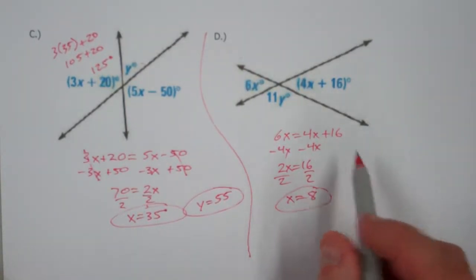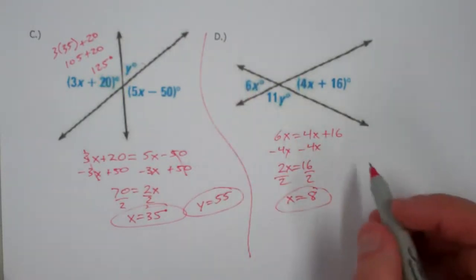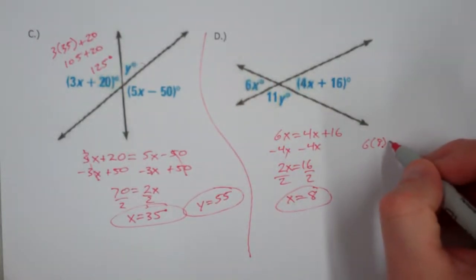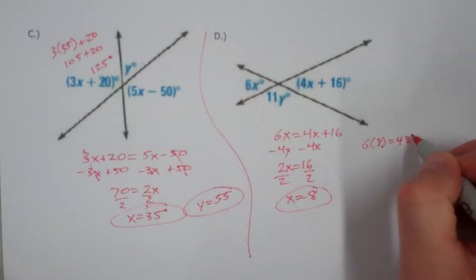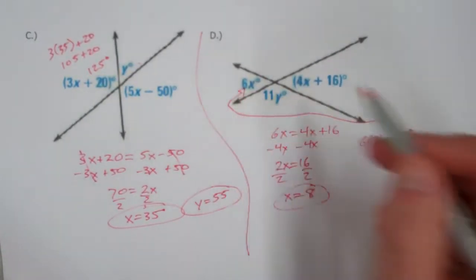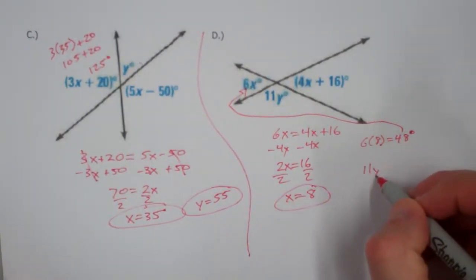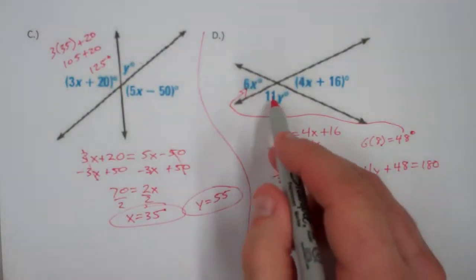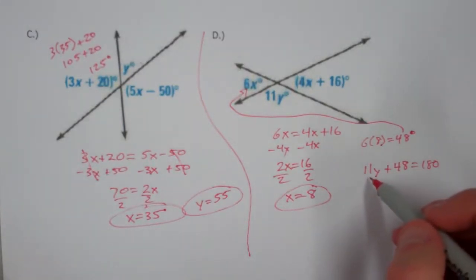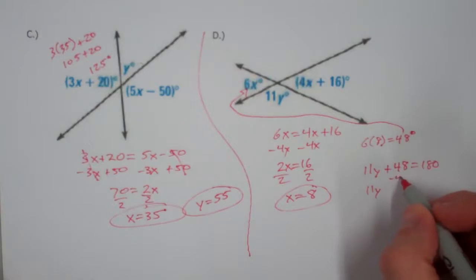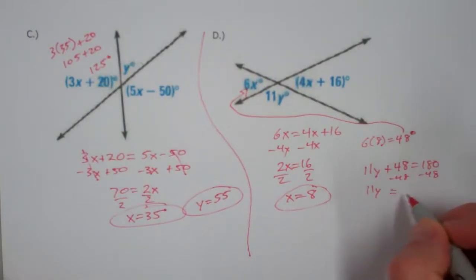So that's good for the x, but we actually need to figure out y. So we'll take 6 times 8 to get this angle. So that angle is going to be 48 degrees, I believe. Yeah, that's true. So 11y plus 48 must be 180. These two angles together form a linear pair, so their angle measures must add up to 180. So we'll subtract 48 here. 11y is equal to 132.